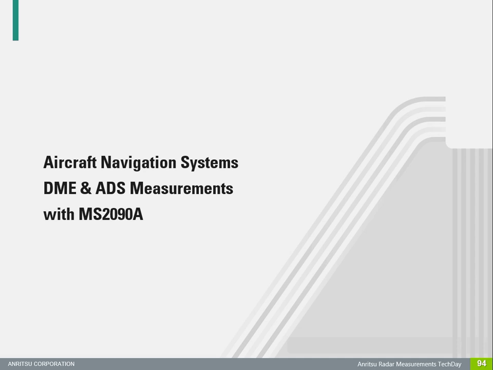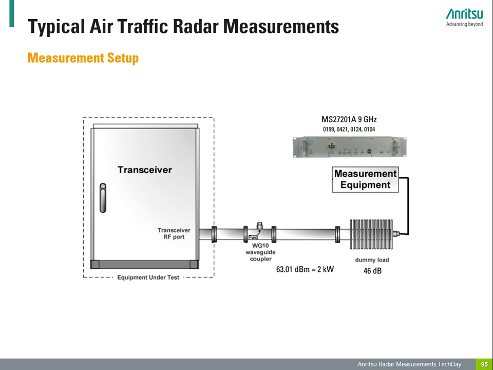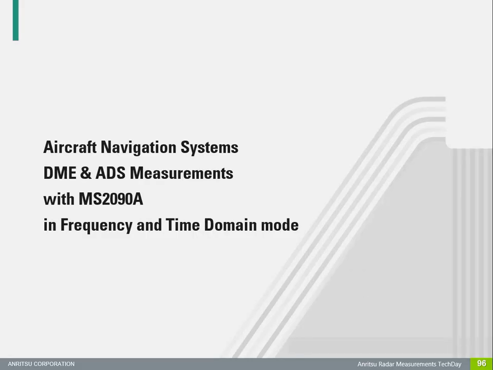Aircraft navigation systems DME and ADS measurements with MS-2090A Fieldmaster Pro. In this slide we can see the setup for the following measurement. A ground station SSR interrogator TX with an output power of 2000 watt is connected to the MS-2090, respectively MS-27201A, via a 46 decibels attenuator. Next, we will present in the short video clip zero-span measurements gained with the MS-2090.